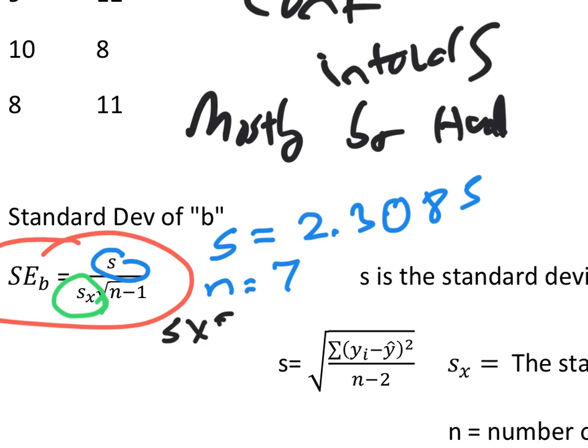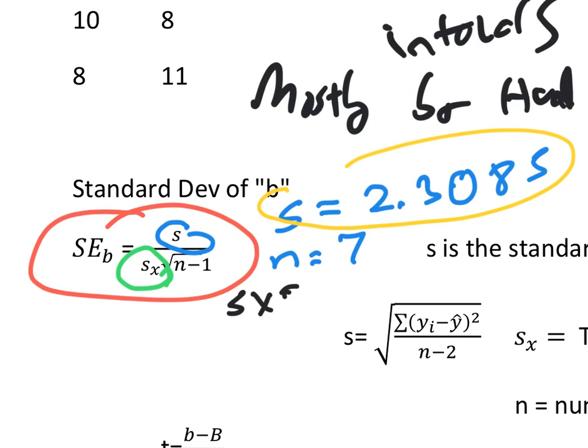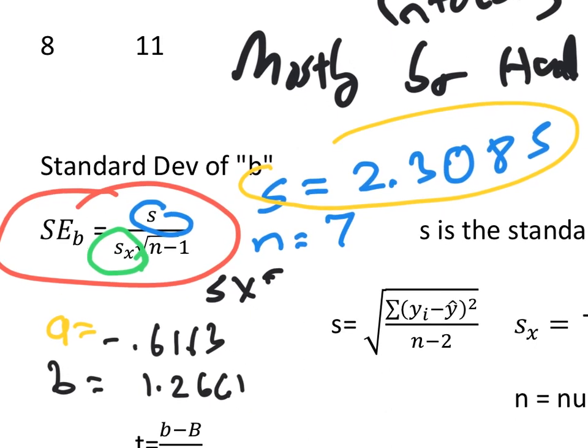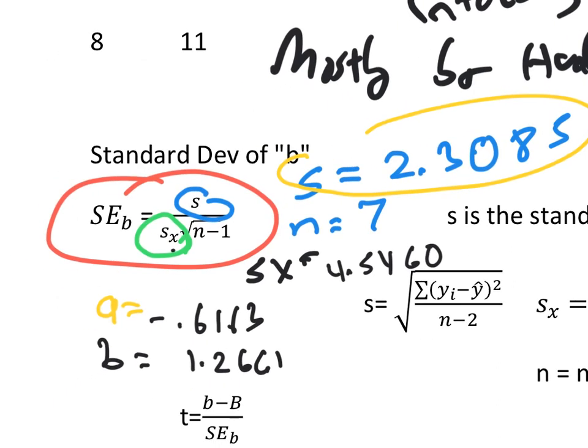Since we last left you, we went back and did our linear regression t-test, where it gave me S, it gave me A, -0.6162. It gave me B, my slope, 1.2661. And then a second ago, we went back and did one variable statistics for my list 1, for the standard deviation of x's.